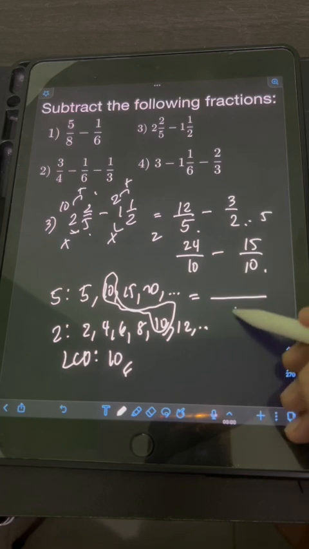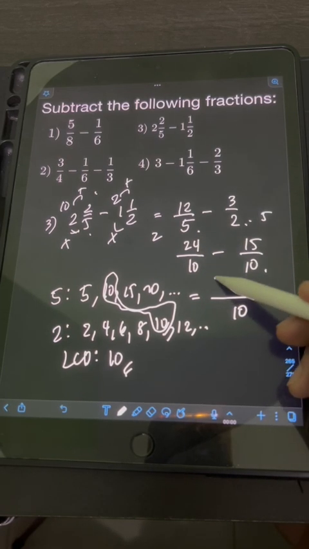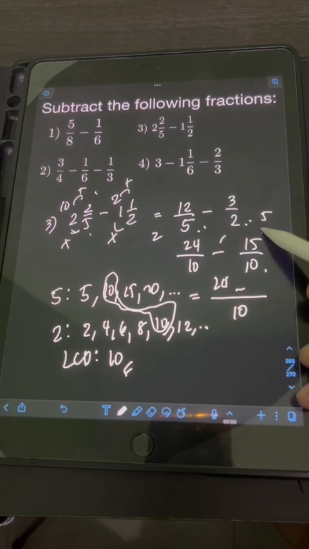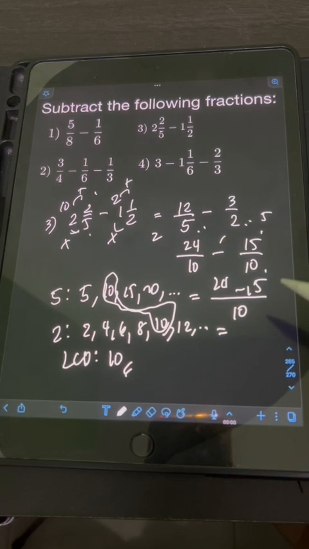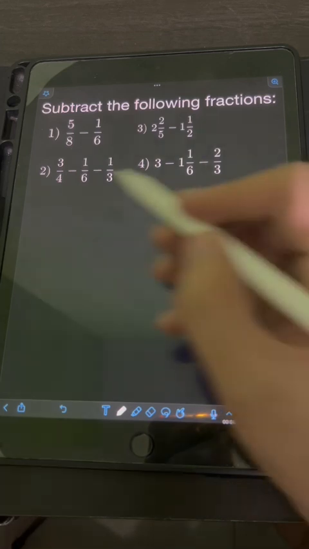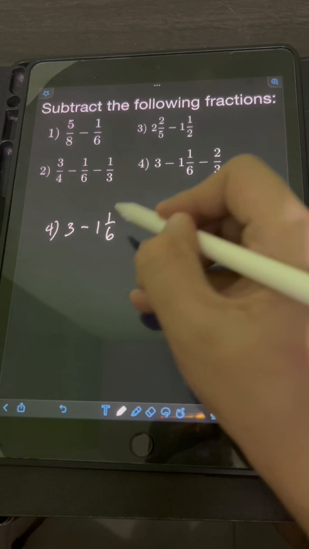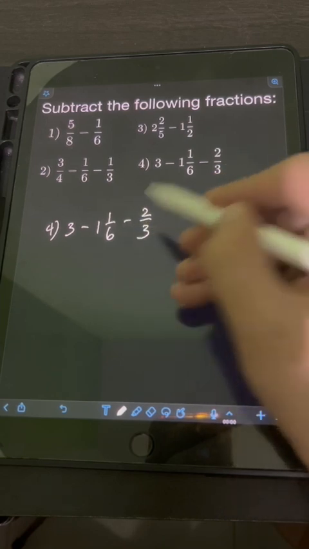So we can just copy now the same denominator of 10 and subtract the numerators, 24 minus 15. So we have 24 minus 15, that will be 9, then over 10. So the final answer is 9/10. For number 4, we have 3 minus 1 and 1/6 minus 2/3.